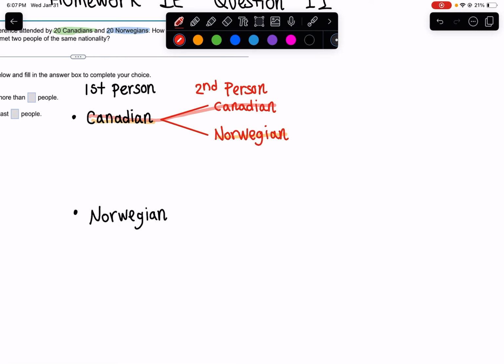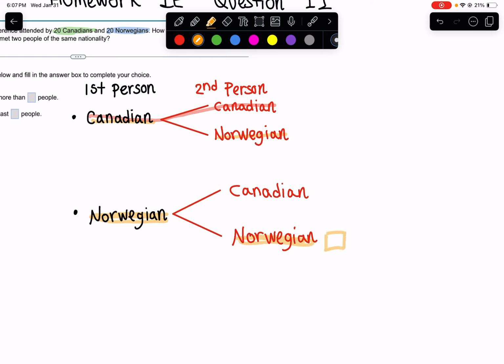So say that I started with Norwegian. The second person could be a Canadian, or the second person could be a Norwegian. I'm going to look at the last one first. If you look at the last one, meeting a Norwegian first, then meeting another Norwegian, then I'm done. I already met two people from the same country. So I think it will be easy if I just put the check mark there.